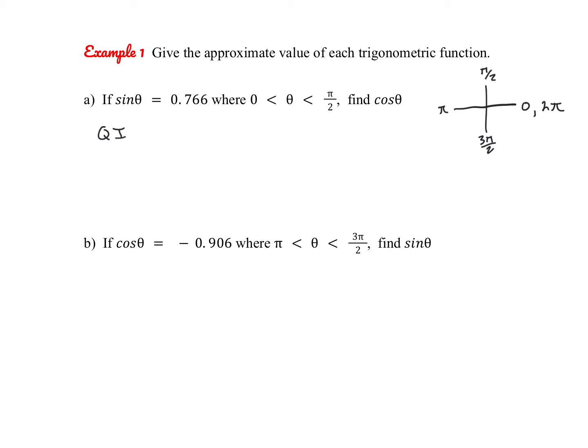So remember this little trick. Remember, all students take calculus. This tells us which functions are positive in each quadrant. So in quadrant 1, all of our functions are positive, so the cosine of this angle will be a positive value.